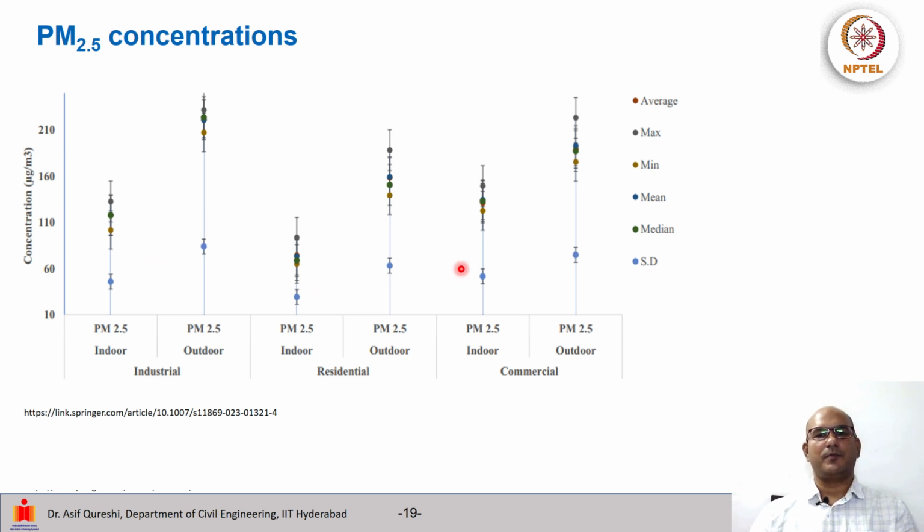The PM 2.5 was similar in the commercial and industrial indoors and higher there, while the indoor PM 2.5 concentration in the hospital located in the residential area was lower compared to the hospitals located in the commercial or industrial areas.